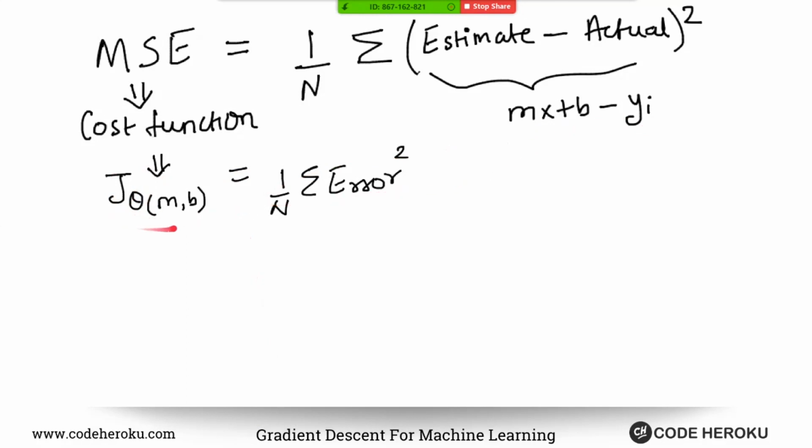So I can simplify what I said, estimate minus actual, instead of saying this entire thing, I can just say error square, right? So all of you with me until here, right? The cost function is 1 by n times the sum of error square, right? So very simple. There is nothing fancy over here.